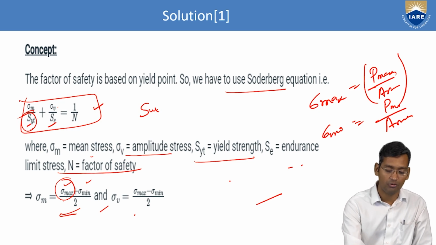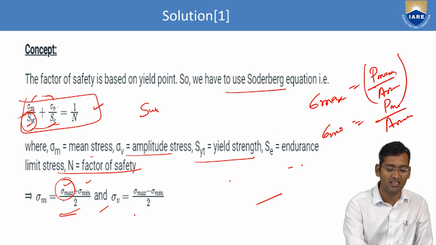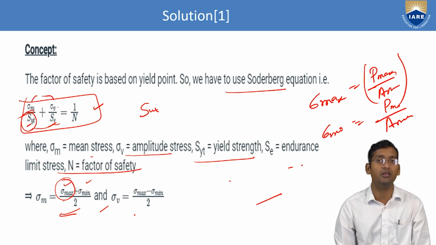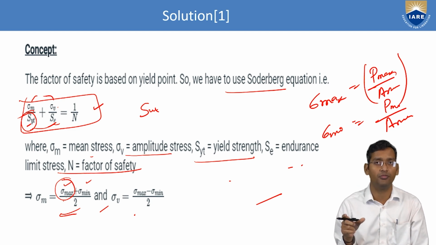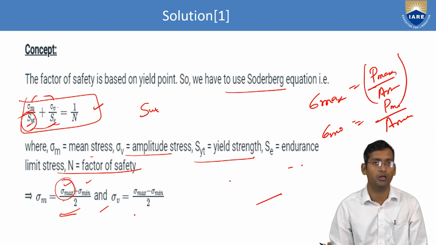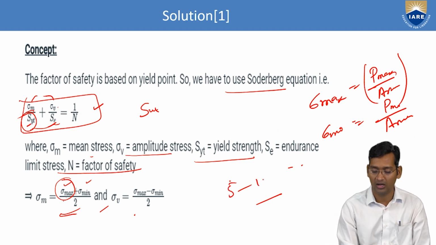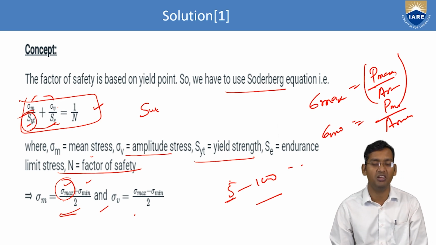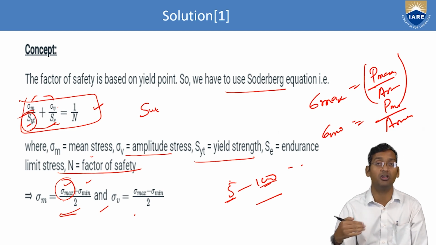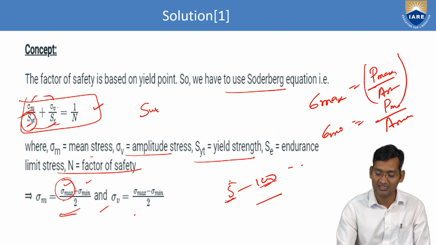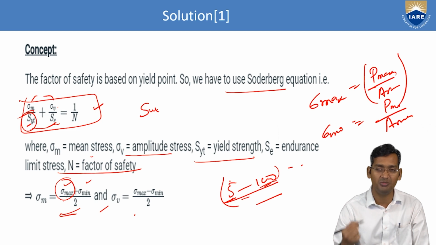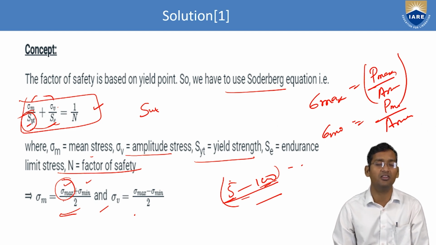So you have to remember that these things will be given in the question, in most questions. Sigma m and sigma a you have to find. For that they will give you either the range of the load, or directly the minimum and maximum load. If the range of the load is given, like 5 to 100, then 5 is the minimum load and 100 is the maximum load. Don't get confused just because maximum and minimum load are not directly given.